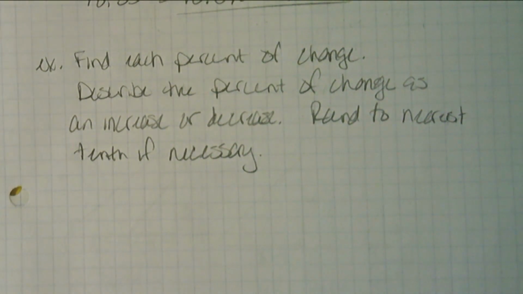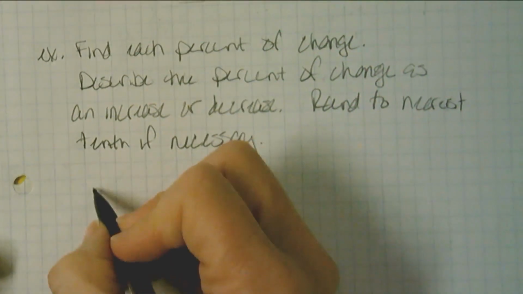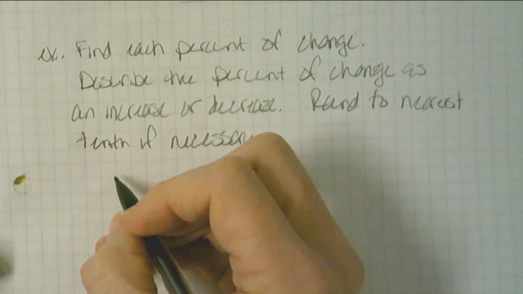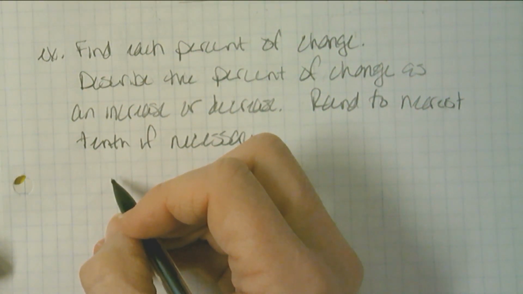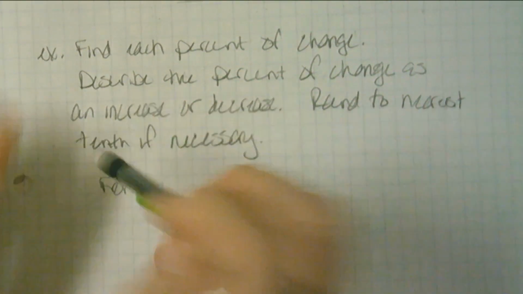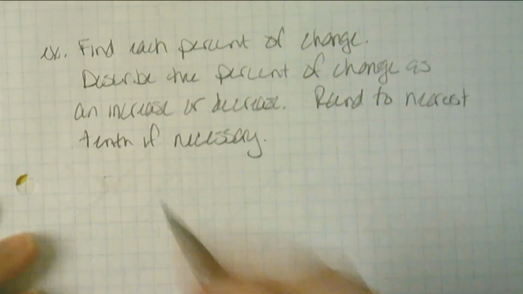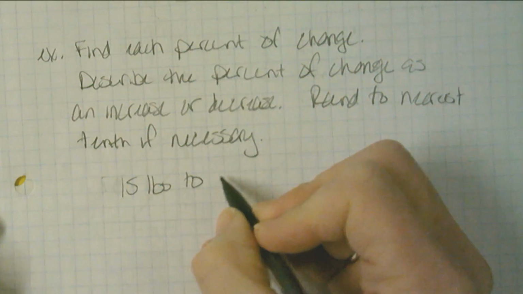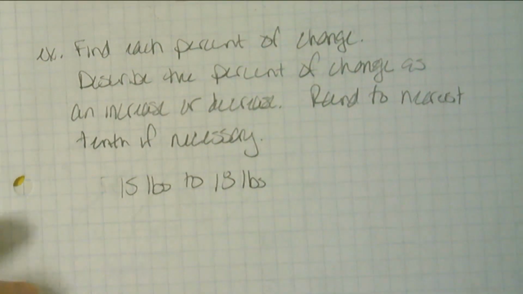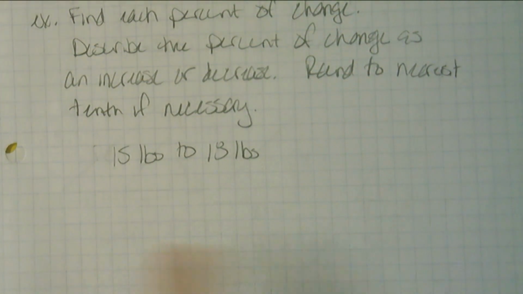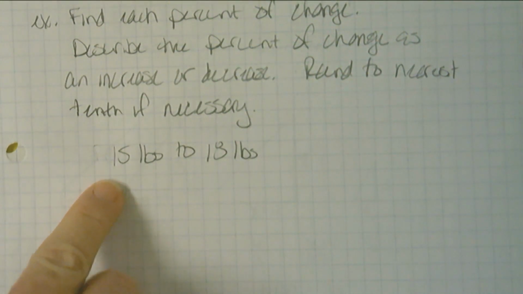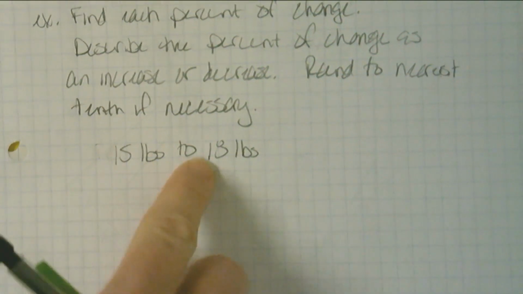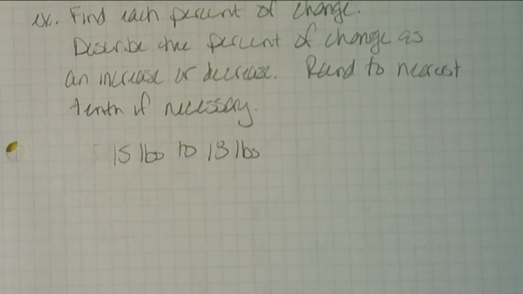So those are the directions directly out of your homework for the first grouping. Find each percent of change, describe the percent of change as an increase or a decrease, round to the nearest tenth if necessary. So my example is, what do you guys have? You have odds, I'll give you an even. They don't say from, so what they're going to say is something like this: 15 pounds to 18 pounds. They're not saying from, but the from is implied here. How many of you see that the from is implied, that we're going from 15 to 18? All of you do this, please.